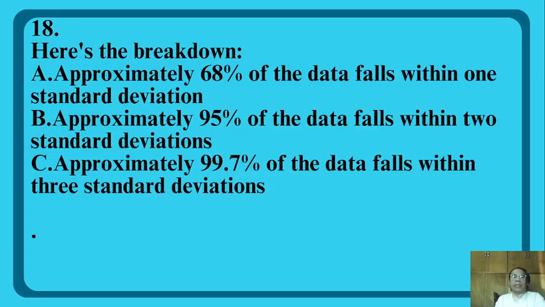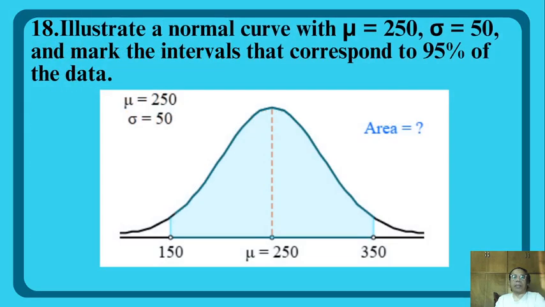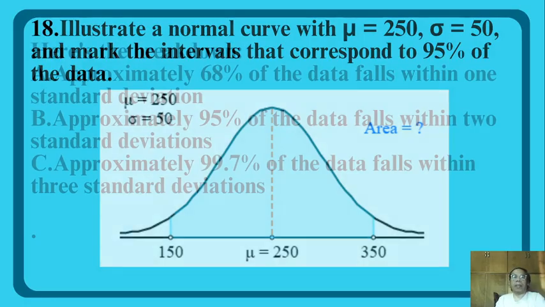Number 18. Here's the breakdown. The approximate 95% of the data falls within two standard deviations. So that means 150 and then 350, that's the mu minus and plus twice of the sigma.